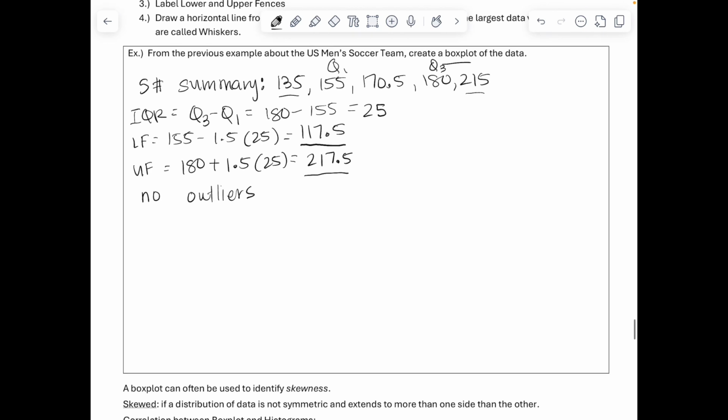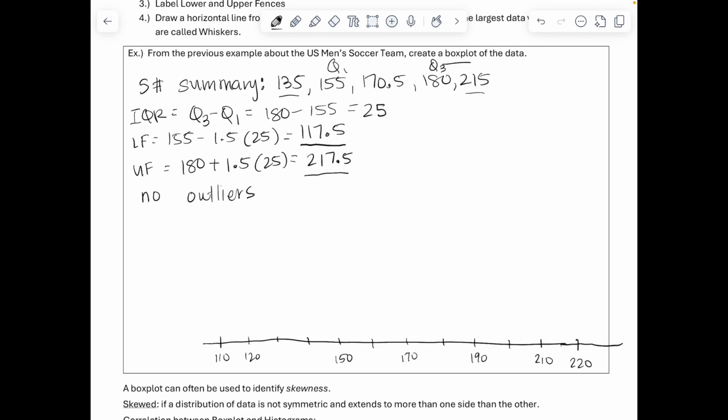And so now what we're going to do is we're going to graph this. And so in order to do this, we need to draw a number line that is long enough to include our smallest and largest values, which are actually our fences. So our lower fence is 117.5 and our upper fence is 217.5. And so I'm just going to start at 110 and I'll count by 10. So 110, 120, 130, 140, 150, 160, 170, 180, 190, 200, and then 210, and then 220.